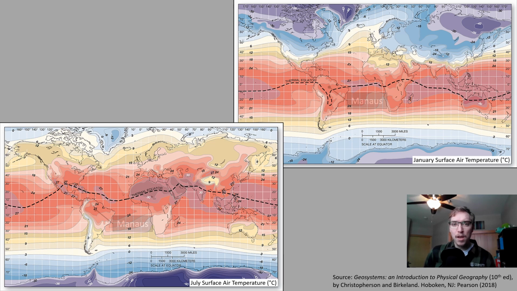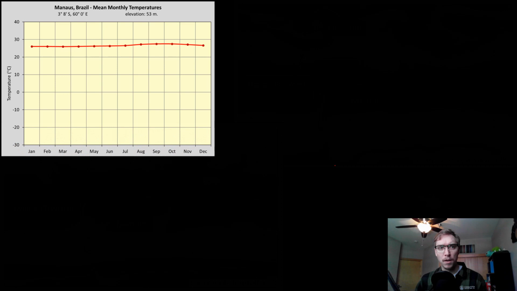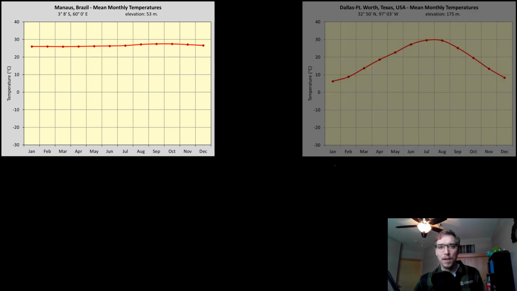So we look here, for example, if we were to look at Manaus near the equator versus Dallas-Fort Worth, roughly 35 or so degrees north latitude, and Churchill, Manitoba, up near about 60 degrees north latitude. Let's just look at a couple of temperature graphs here. So these are our mean monthly temperatures in Manaus, virtually unchanging from January to December. It is right at about, we'll say, 26, 27 degrees Celsius.